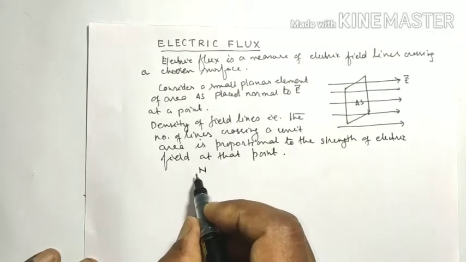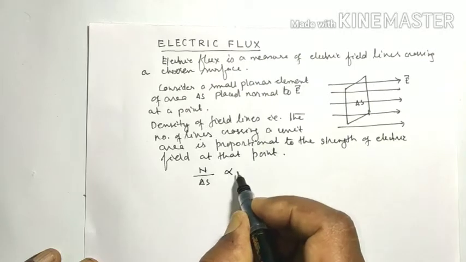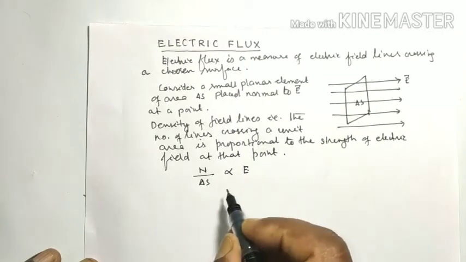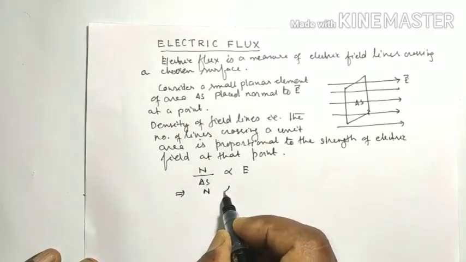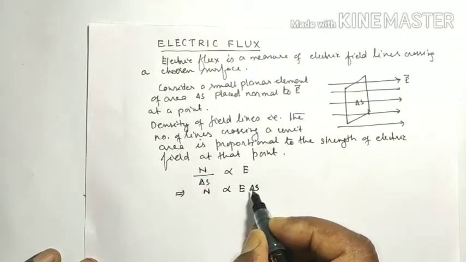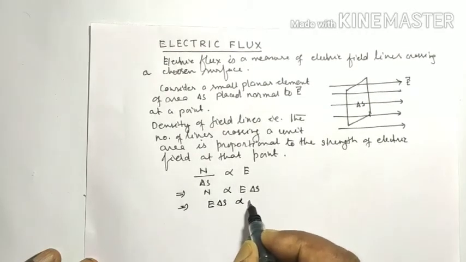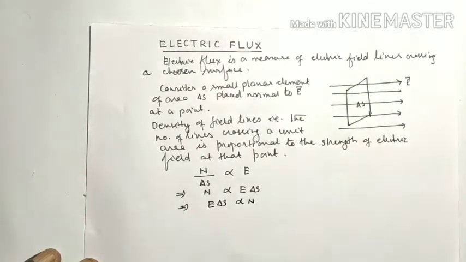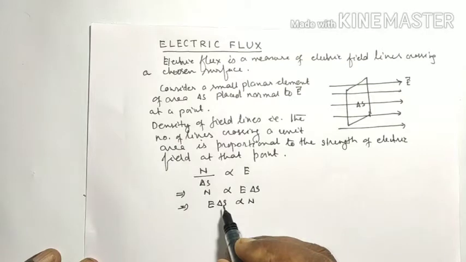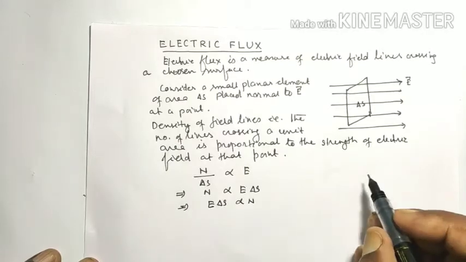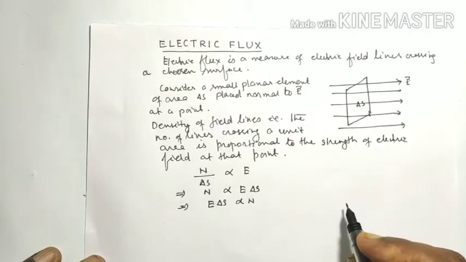Number of lines is suppose n, and the given surface area is delta S. Number of lines for unit area is proportional to the strength of the electric field, that is E. Or we can write n is proportional to E into delta S. Or we can write E delta S is proportional to n. The number of field lines crossing area delta S is proportional to E into delta S. Here the surface element is normal to the electric field.